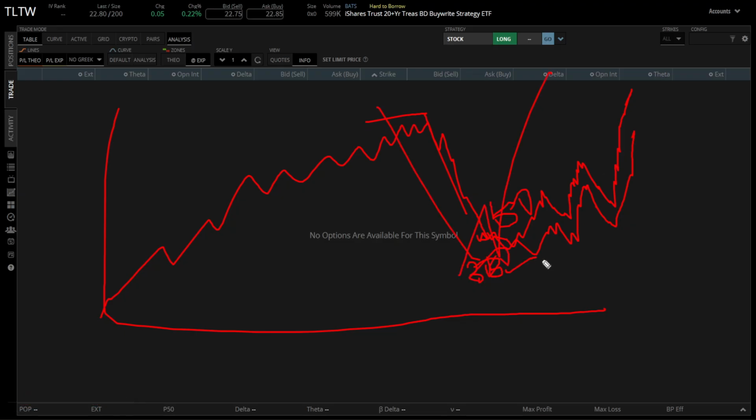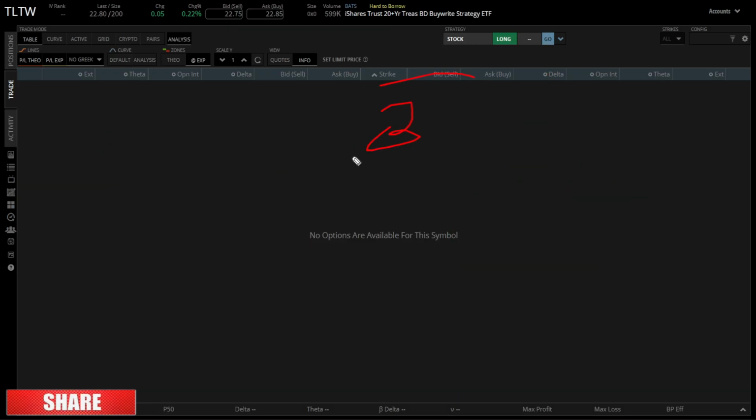Where's PayPal? It's still trading down here. That ain't gonna work. Okay, stick with your ETF. So stage number 3 is very, very crucial when it comes to selecting your product.